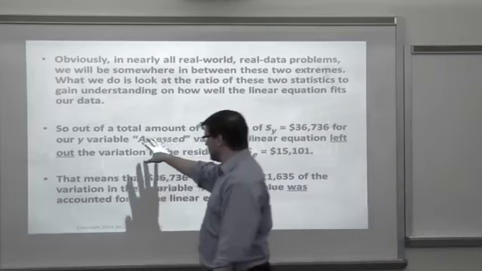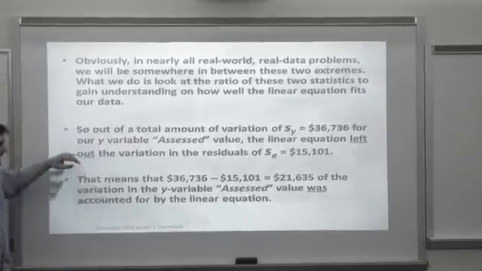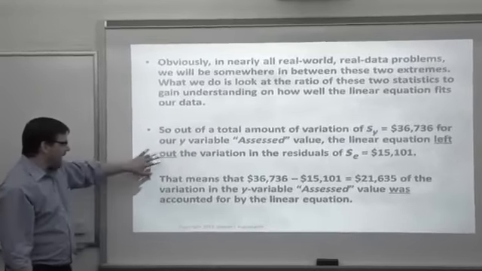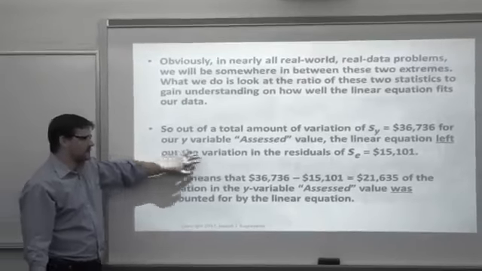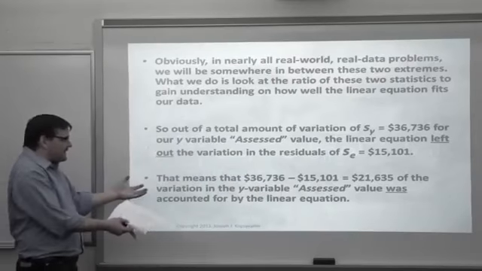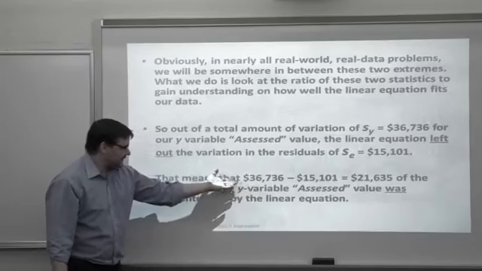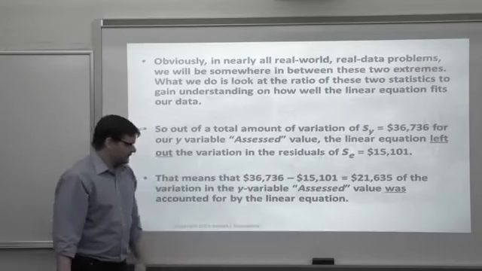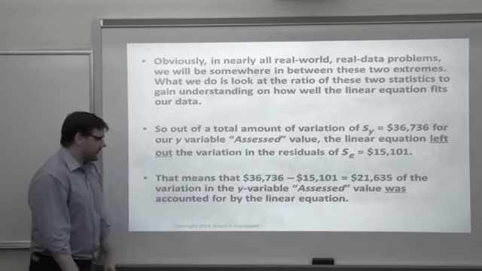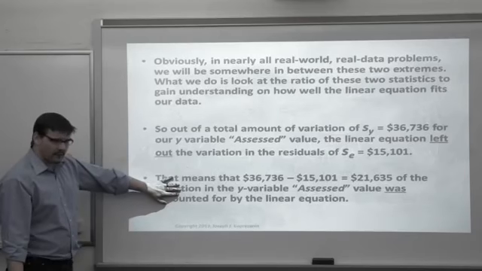So, here's where it might get confusing. Out of a total amount of variation of S sub Y, 36,736, the linear equation left out the variation in the residuals, 15,101. That means, what did the linear model account for? Well, 36,736, subtract off 15,101. The model accounted for 21,635. We're looking at the variation in Y accounted for by the model.